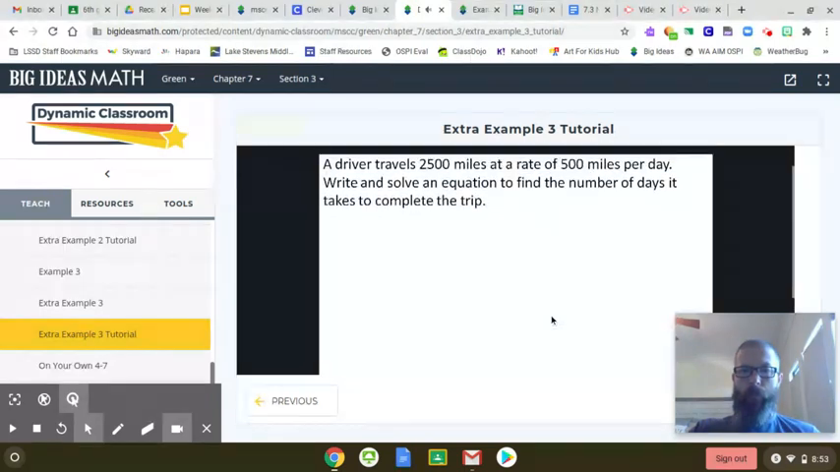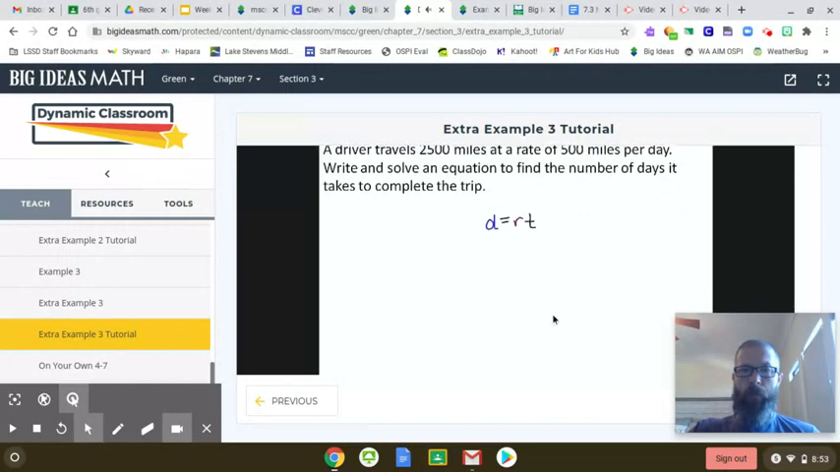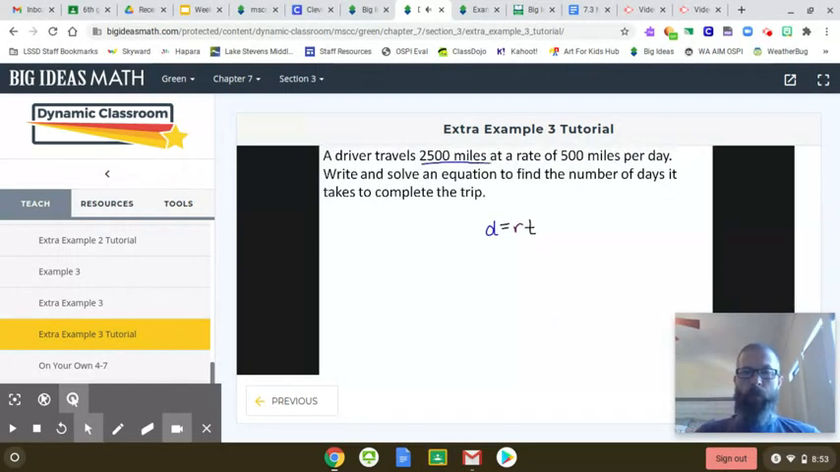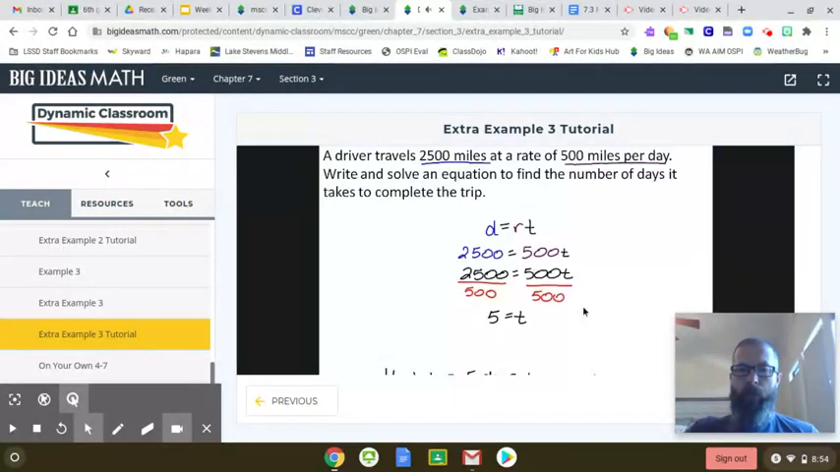The distance formula is distance equals rate times time, or d equals rt. You are told that the distance is 2,500 miles and the rate is 500 miles per day. Substituting these values into the distance formula, you get 2,500 equals 500t. Now to solve this for t, use the division property of equality to divide both sides by 500, leaving you with 5 equals t. So it takes 5 days to complete the trip.